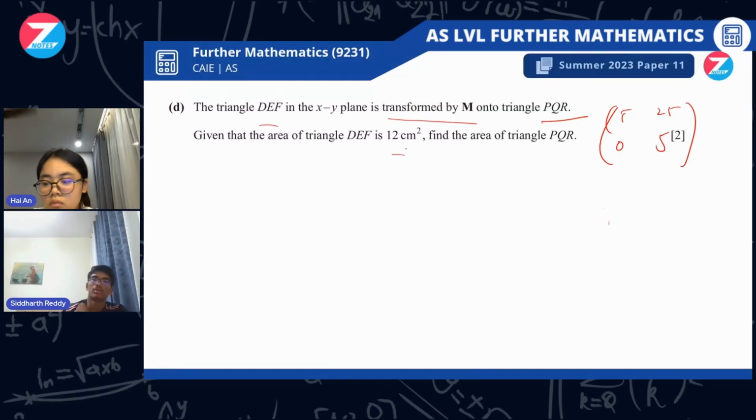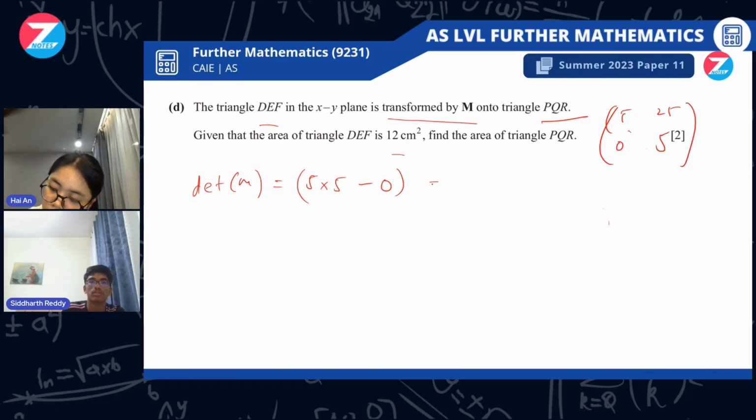Now here comes an important property of matrices, which is that the determinant determines the enlargement factor of the area. The determinant is just equal to AD minus BC, which is 5 into 5 minus 25 into 0. That's just 0, so this is just equal to 25. So the determinant of M is equal to 25.